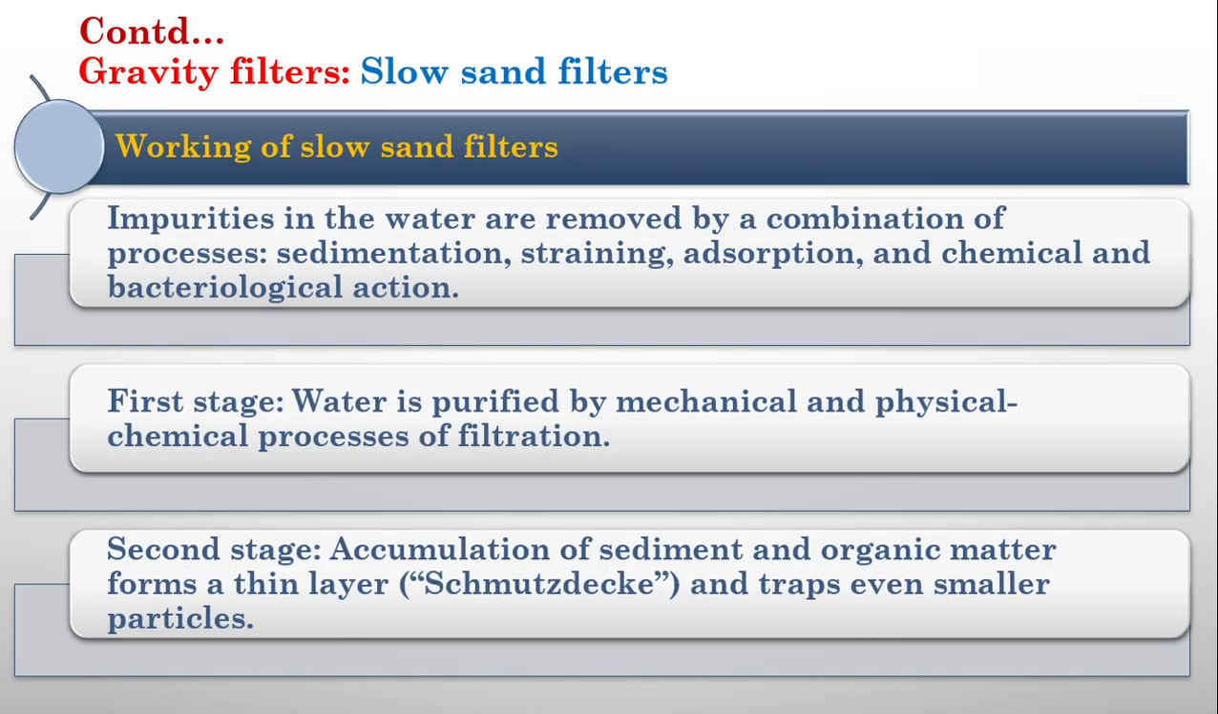Working, as we have said earlier, there are many things: mechanical straining, biological action, electrolysis, etc. So we will see the working. Impurities in water are removed by a combination of processes: sedimentation, straining, adsorption, chemical and bacteriological action, etc. First stage is water is purified by mechanical and physical chemical processes of filtration. So the water is moved through that sand and gravel, and some of the suspended matter will be deposited. It is trapped. That process is the first stage.